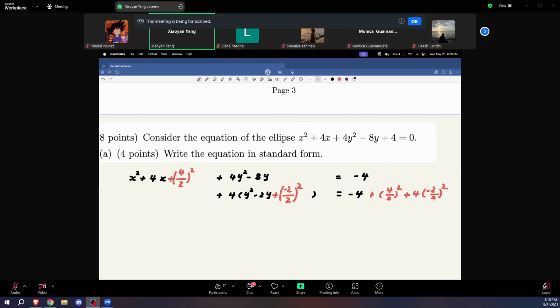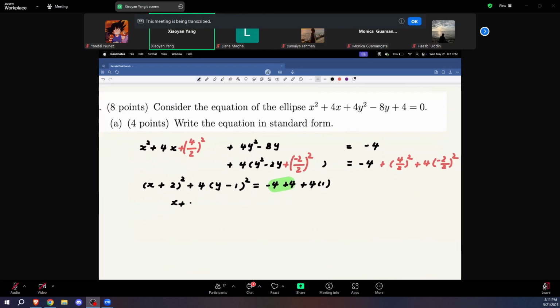So we're done. On the left-hand side we're almost finished: x plus 2 inside the parentheses, plus 4 times y, what's inside the parentheses? Negative 1. The right-hand side you have to solve: negative 4, 4 over 2 is 2, 2 squared is 4, plus 4 times negative 2 over 2 is negative 1, negative 1 squared equals positive 1. So this 2 cancels. So we have the final x plus 2. This is much shorter.